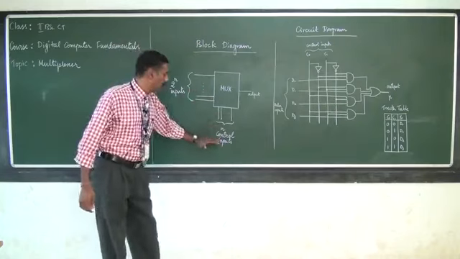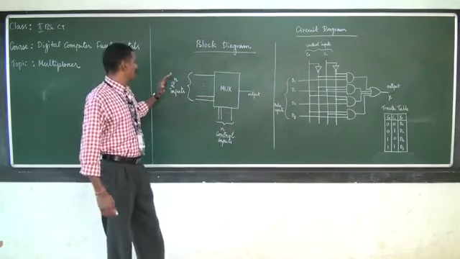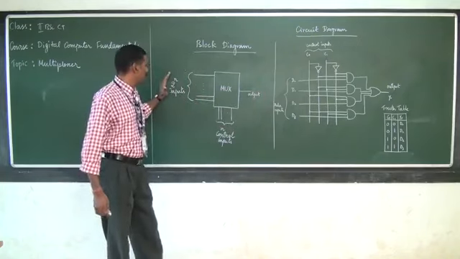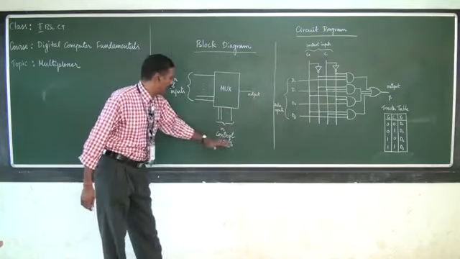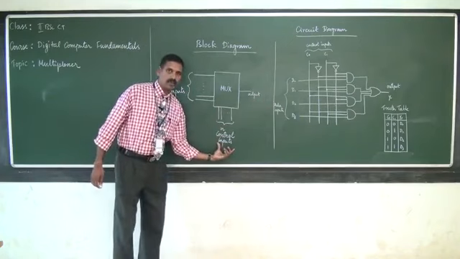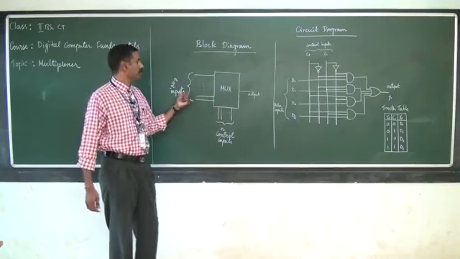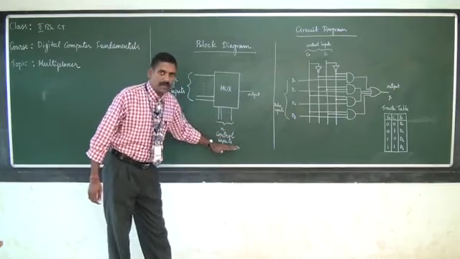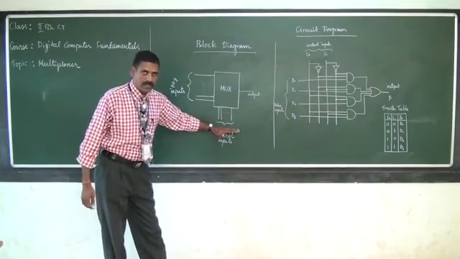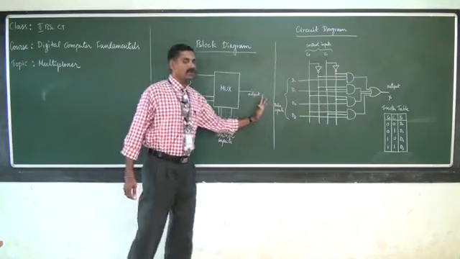Multiplexer has two input stages and one output stage. First is called 2 power n data inputs and this is called control inputs. There are n control inputs and there are 2 power n data inputs. Based on the control input present at its control terminal, multiplexer selects one of the data inputs and transfers it into output stage.